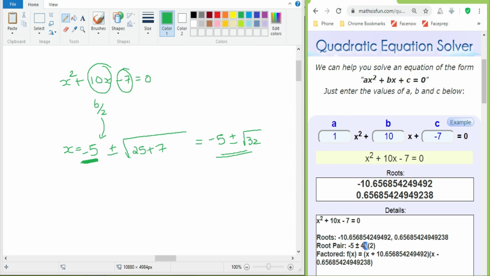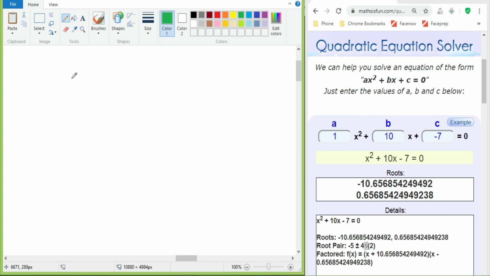Is it clear? Okay. Will you try one more problem then? x square minus 8x minus 24.